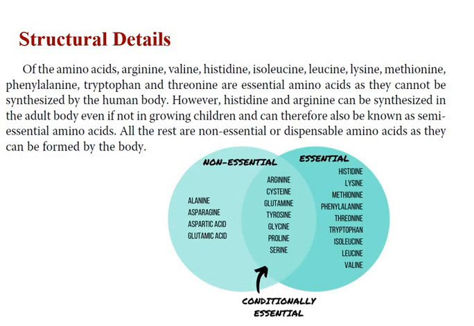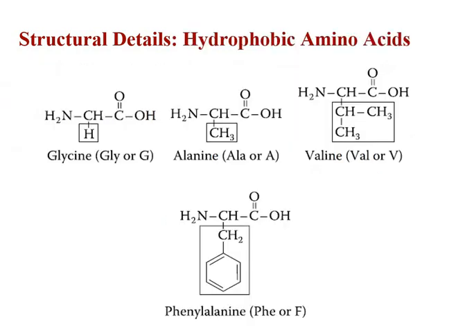Now let us talk about these amino acids in more of a structural sense. If you look at the structure of these amino acids, you will find that some of them are hydrophobic in nature and some of them are hydrophilic in nature. These are examples of certain hydrophobic amino acids: glycine, alanine, valine. They are all hydrophobic amino acids. That means they are afraid of water. They don't like water in the vicinity of these molecules.